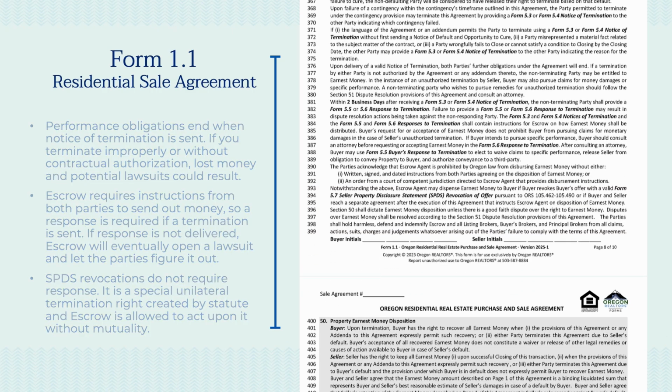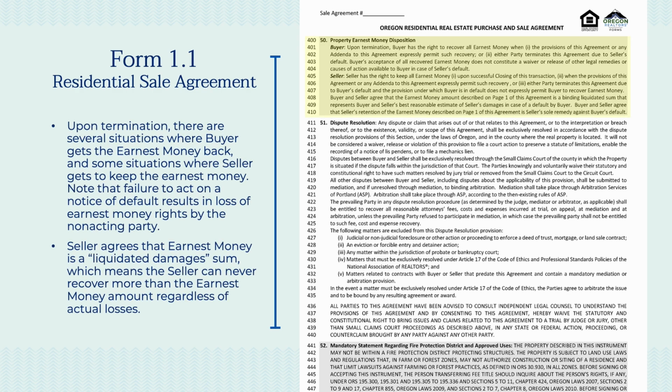Now, if there is a termination, the contract specifies where earnest money is generally supposed to go. The parties can agree otherwise, but this lays out the general default pathway for earnest money refund or earnest money retention after a termination. Most situations will say the buyer gets the earnest money back. Some situations will say the seller gets to keep the earnest money. If there is a failure to act on a notice of default, the non-defaulting party who sent the default notice gets to keep their earnest money or get it back. So if you are a seller who sends a notice of default and the buyer doesn't cure, you get to keep the earnest money under the way the contract is written.